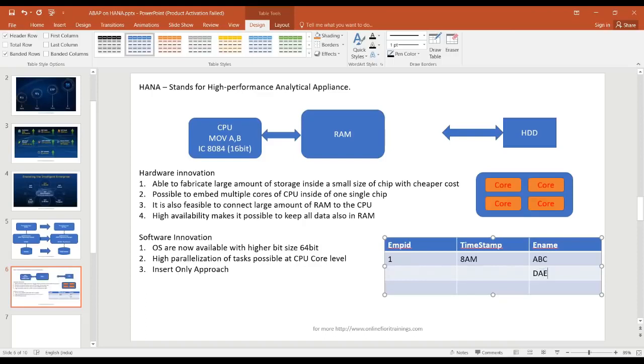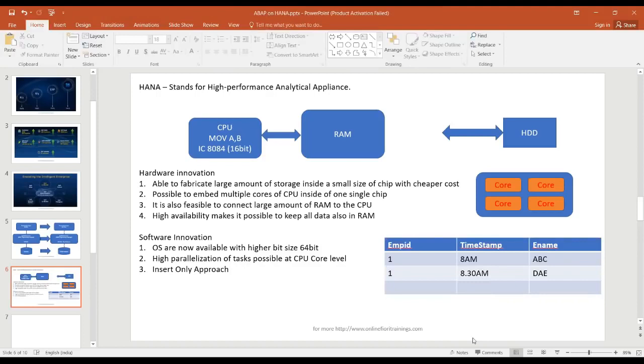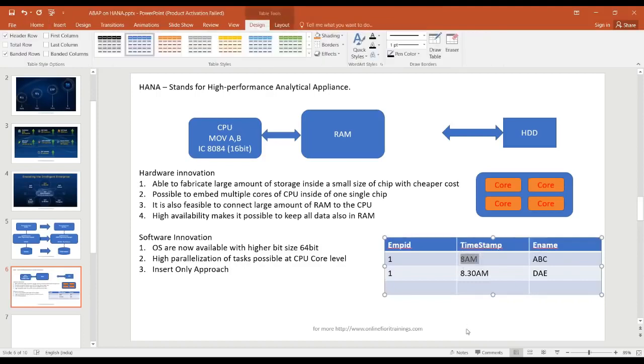So instead of finding the record back in the database, which is an overhead, to search the record and update the record, I would insert another record with the same primary key with the latest timestamp, maybe 8:30 a.m. And when my read query goes into the system, I will only read the records with the latest timestamp. I would conveniently ignore the records with the lesser timestamp. Now this gives me two advantages.